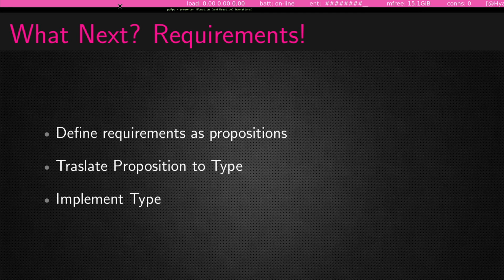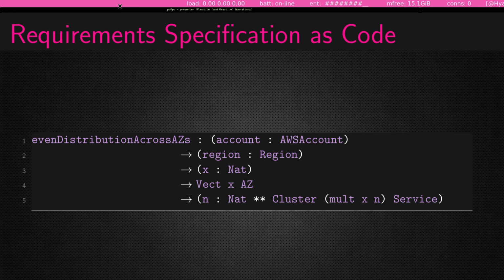So, okay, what about requirements? Well, there's all kinds of requirements in terms of infrastructure engineering that don't get captured very well, right? So we can define requirements as propositions. We can translate the proposition to a type, and then we can implement that type. And so, of course, this is some Idris code. This is just the type, right?